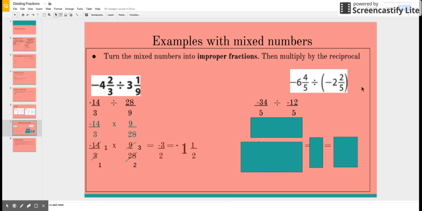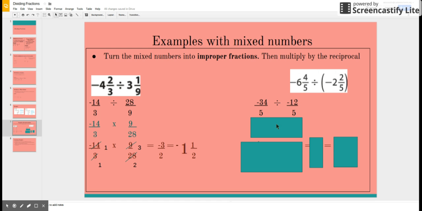Here's our next example. We have negative 6 and 4 fifths divided by negative 2 and 2 fifths. So what we're going to do, we're going to take this first fraction and change it into an improper fraction. Same thing with this. We're going to turn it into an improper fraction. 5 times 6 gets you 30, plus 4 is 34 over 5, negative 34 fifths. 5 times 2 is 10, plus 2 gets you 12, so negative 12 fifths.